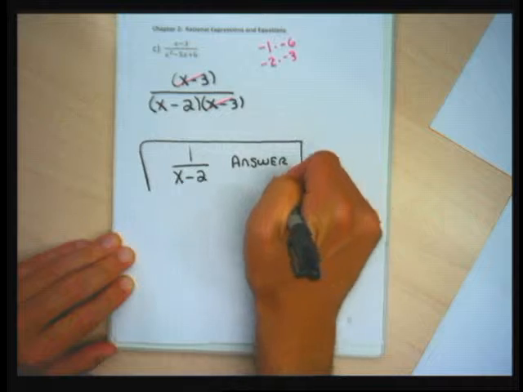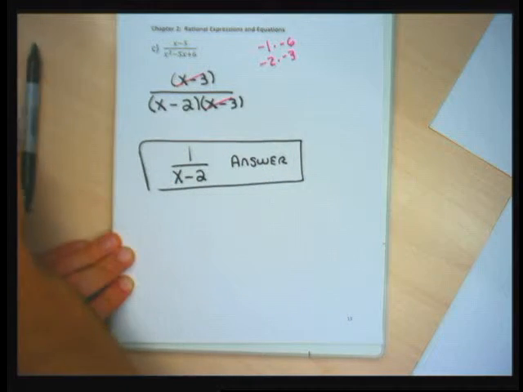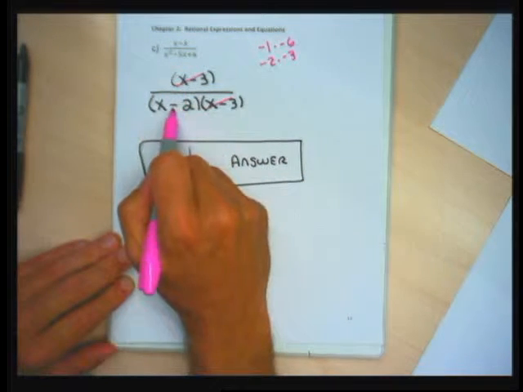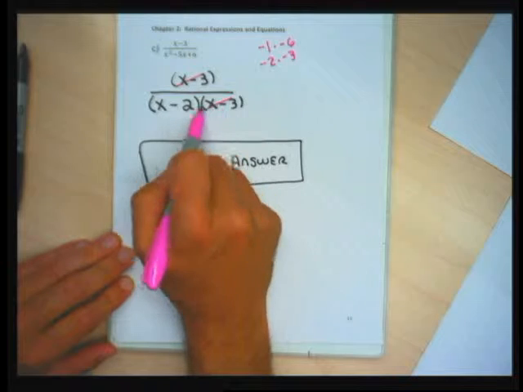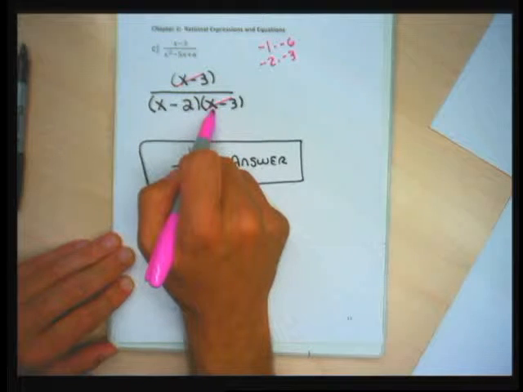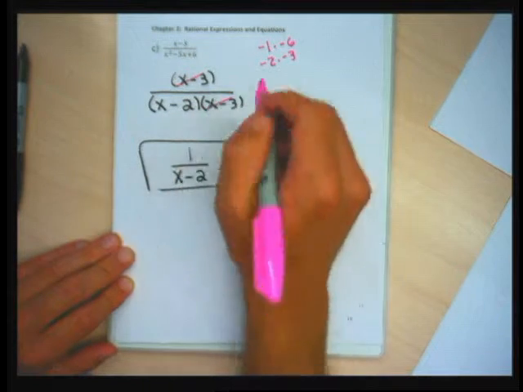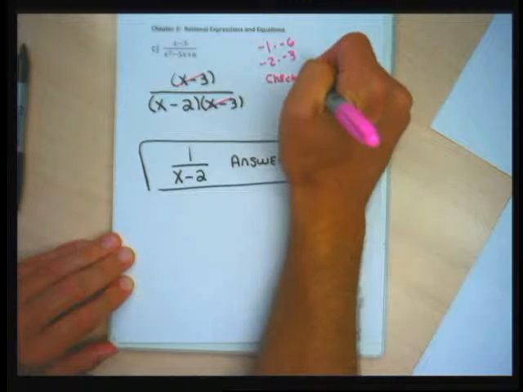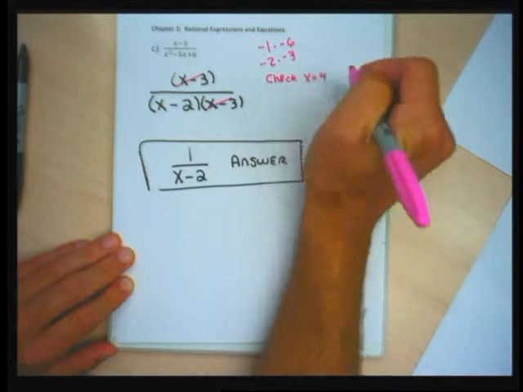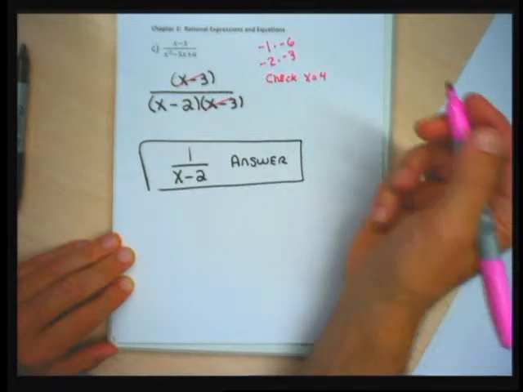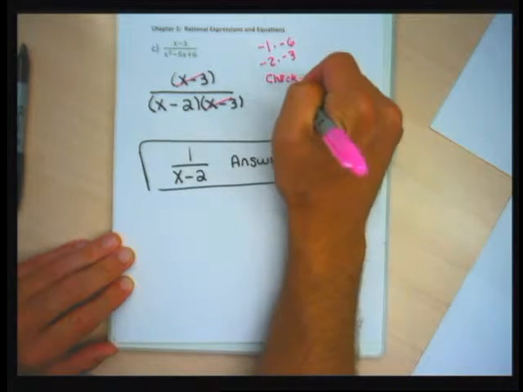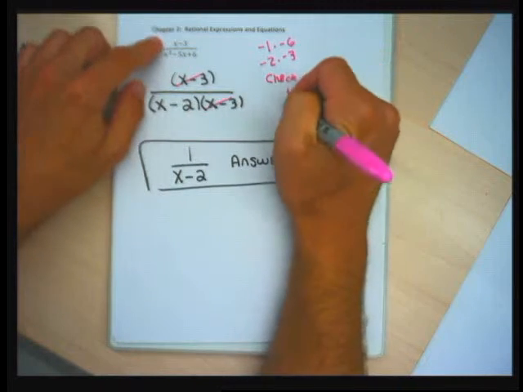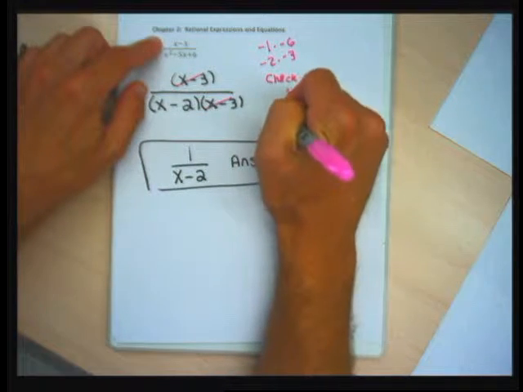If I just wrote x minus 2, the checking part's going to blow up on me. I can't plug 2 in for x or 3 in for x for my checking because that would cause a 0 in my denominator. I'm going to check with x equal to 4. If I tried to check with x equal to 2 and did it on my calculator, I'm going to get that error message.